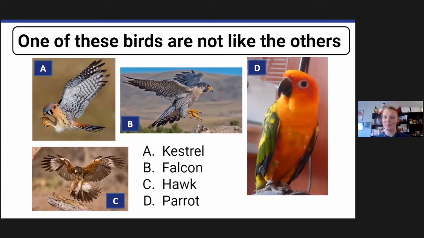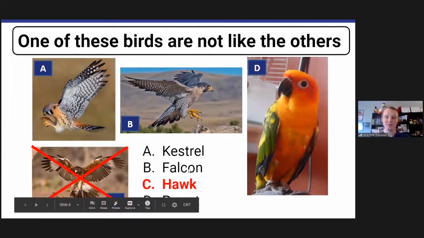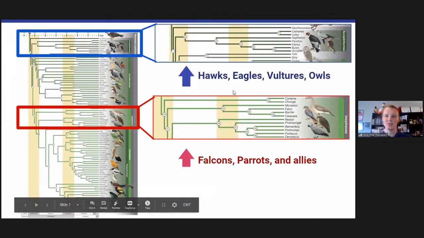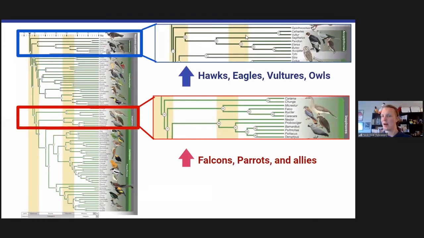All right. Well, I'm going to commit your answer, but I'm going to give you the answer now. And the answer is the hawk. C. What? That's wild, right? But as it turns out, we used to think that kestrels and falcons were more closely related to hawks, eagles, vultures, and owls, right? What we think of as the birds of prey. And that's because their beaks and their talons really look like these other birds, right?